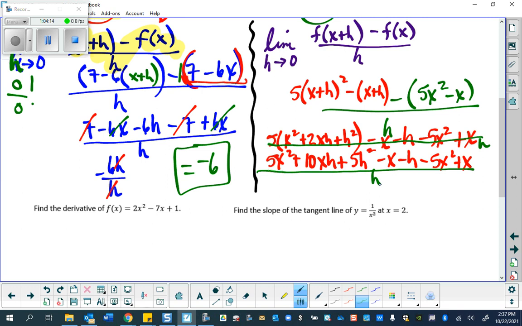All right, ready? Look, these are always designed to work out, and they're so very fun. I can't wait. Because those 5x squareds, I was afraid of the quadratic. Don't be. It's there. Okay, so here's what I end up with: 10xh plus 5h squared minus h.